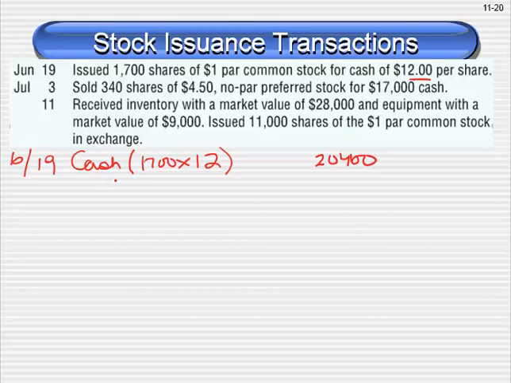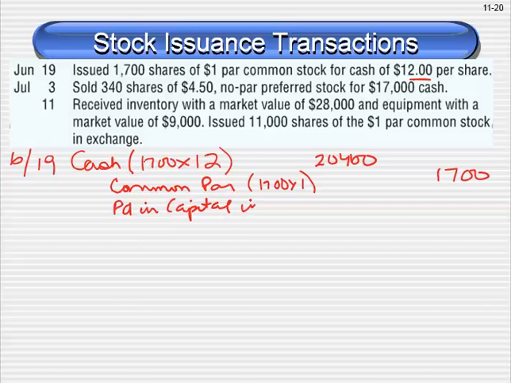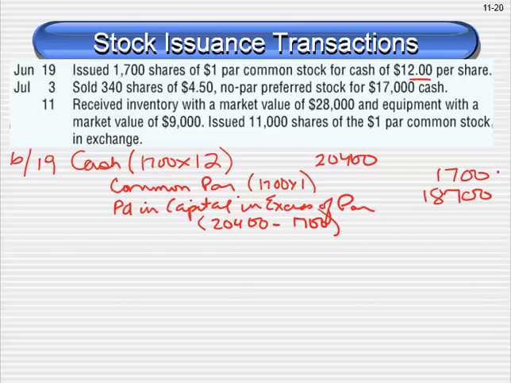We know we need to credit common stock at par value. So this is a $1 par value. So if we issue 1,700 shares, that means I'm going to credit common stock at $1,700. And then the difference between my debits and credits is going to go into paid in capital in excess of par value. And so that's the $20,400 minus the $1,700 common stock. $18,700 will be my credit to paid in capital in excess of par.